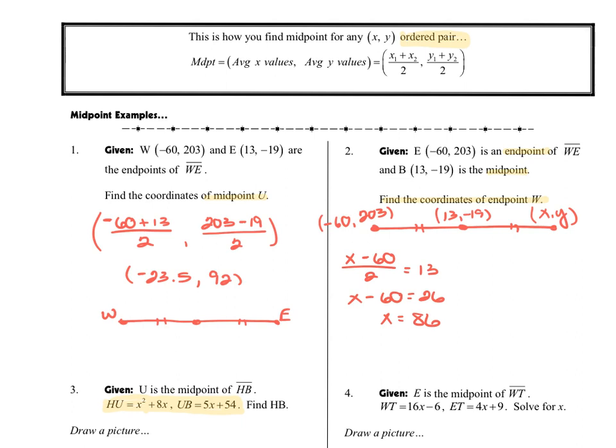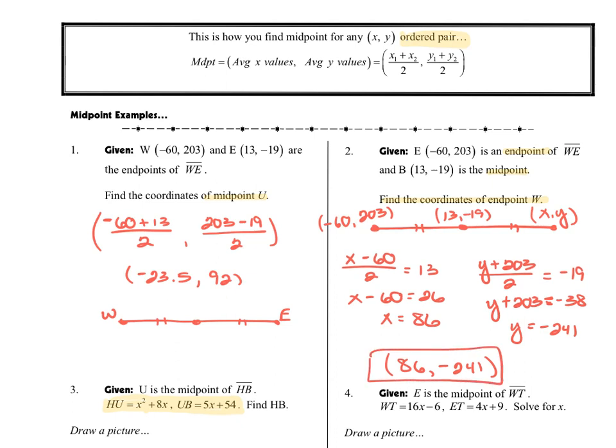Repeat the process for the y. So I can say y plus 203, divided by 2. When I average those y values, I should get -19. So y plus 203 is going to equal -38. Subtracting that 203 from each side gets me a y coordinate of -241. Putting that together, I'm going to write my ordered pair. Remember, it has to be the 2 numbers separated by a comma, and it does need to have parentheses around it. Okay, so that's working our formula both forwards and backwards, so you're going to have to read those questions carefully.